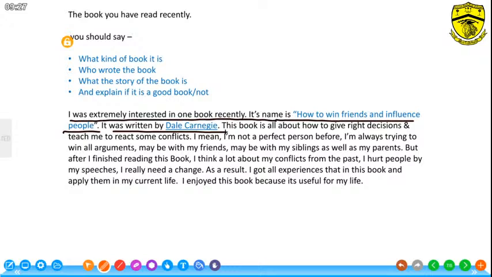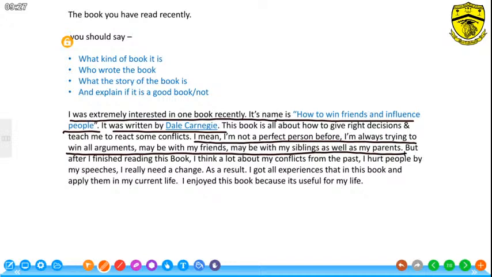I was not a perfect person before. I was always trying to win all arguments, maybe with my friends, maybe with my siblings, as well as my parents. Right? So this sentence describes how I behaved before reading this book. Siblings means sisters or brothers. But after I finished reading this book, I thought a lot about my conflicts from the past.